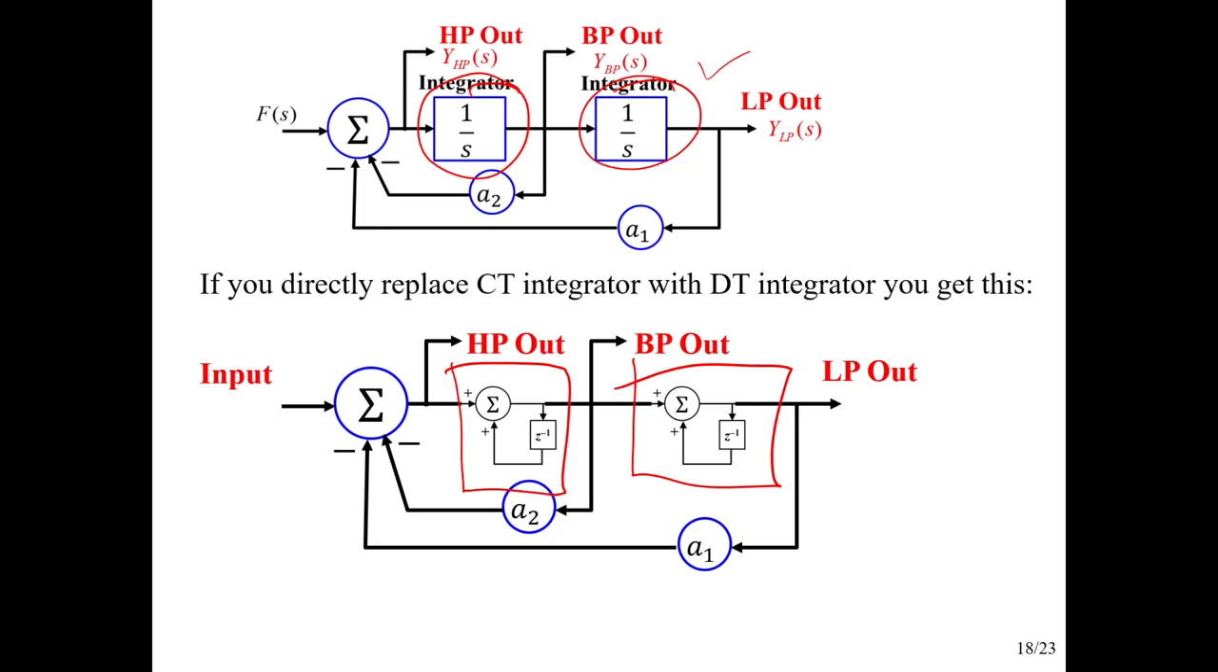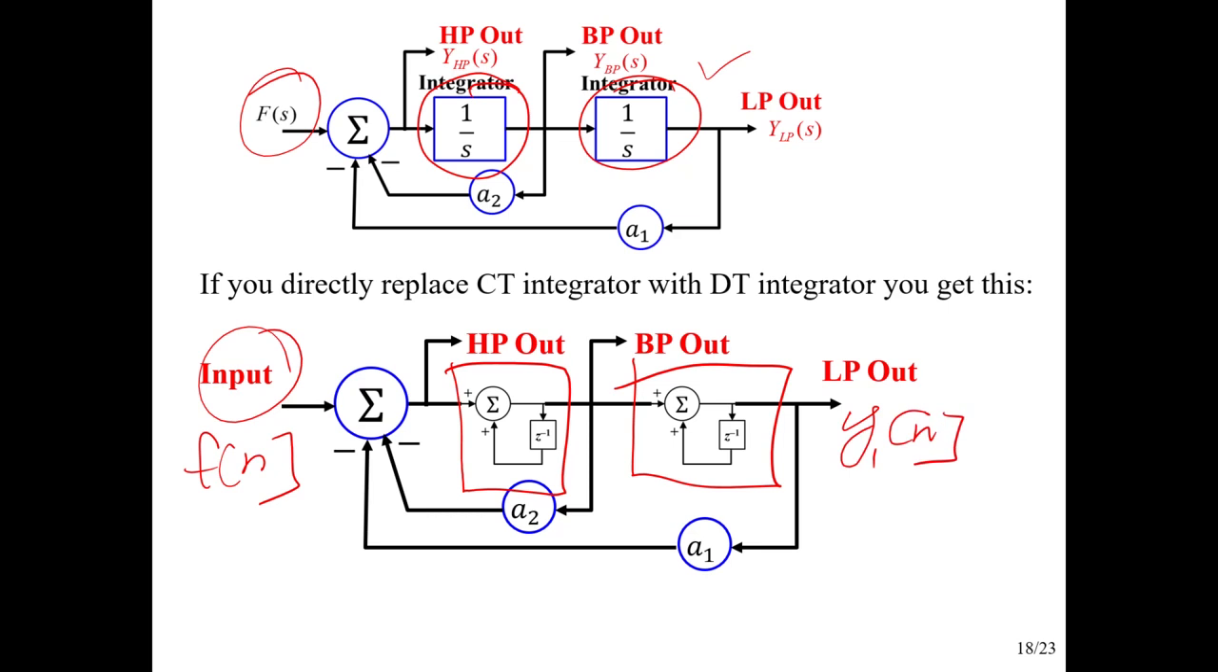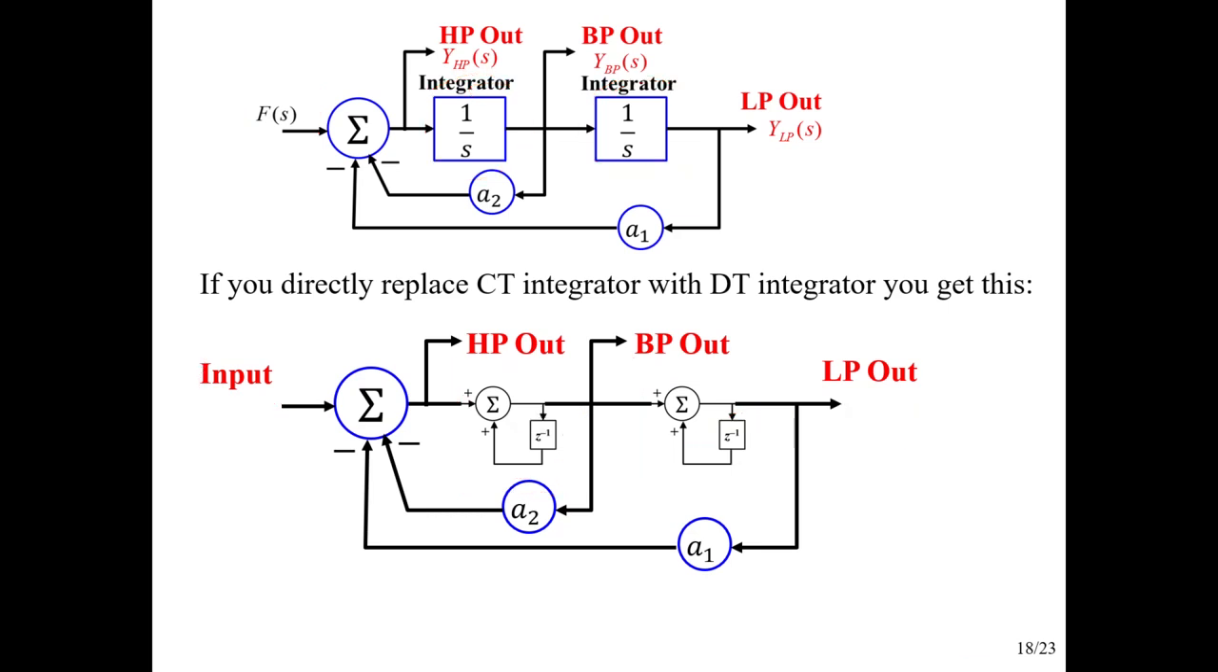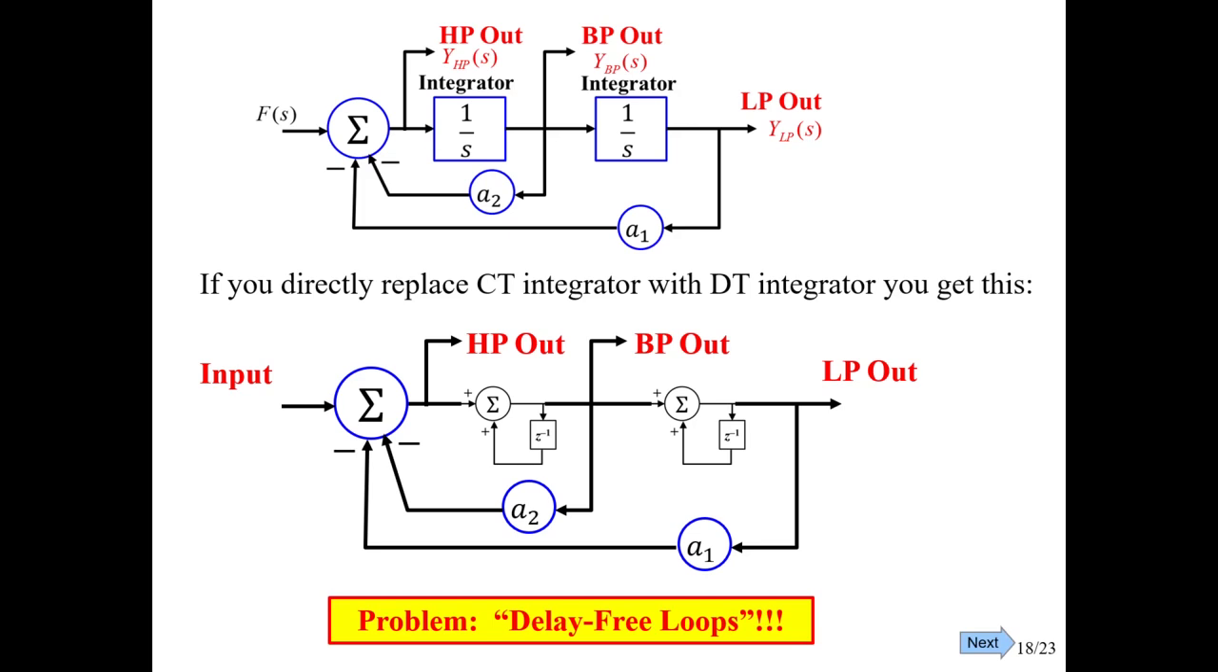So I really should have, I was using X on the previous slide. We've been talking about F as the input. Sorry about that. Our input is now F of n. And our output at some point is Y sub 1 of n. Because these are all discrete time now. So that's what we have. But here's a problem.